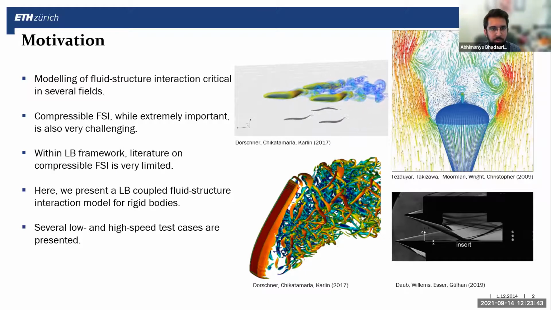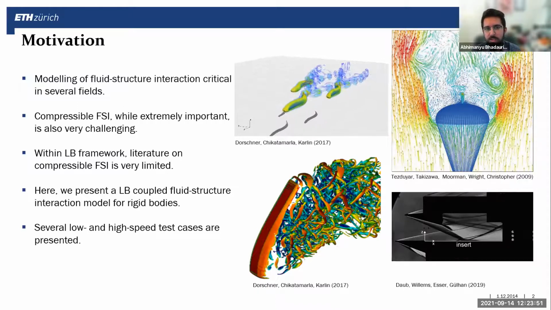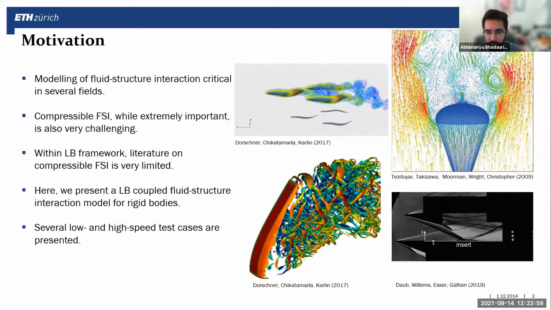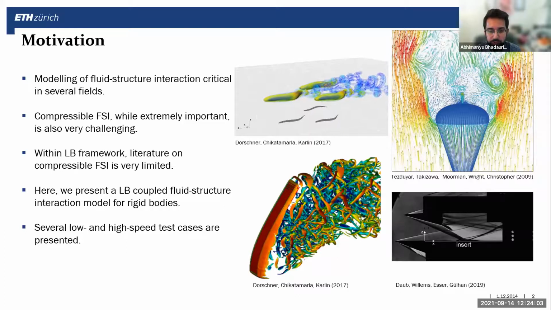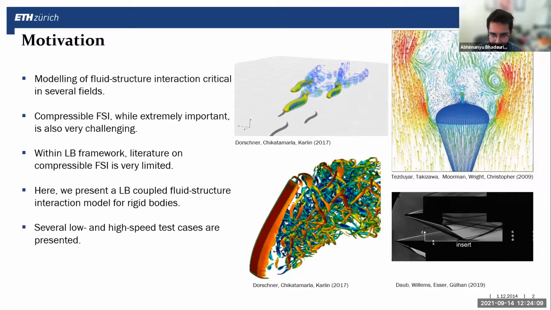Right, so as we today focus a lot on compressible flows already, we noticed that Lattice Boltzmann has developed and matured quite a lot for the simulation of compressible flows. However, the focus on fluid structure interaction using these has not been too much in literature. So not a lot of work has been done, especially in LB. Here we're presenting our LB coupled fluid structure interaction model for rigid bodies, and we present several low and high speed test cases to show how our model works.